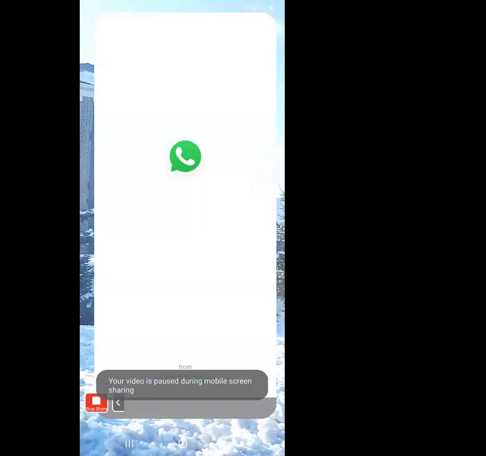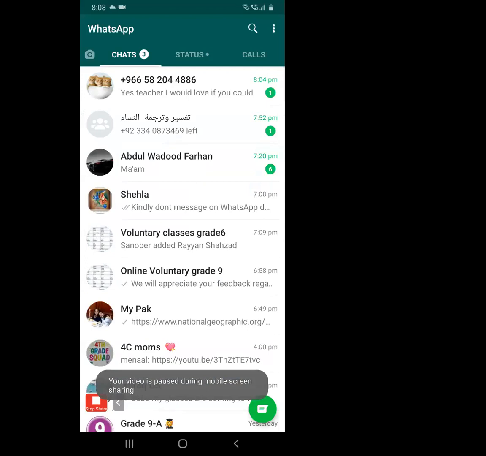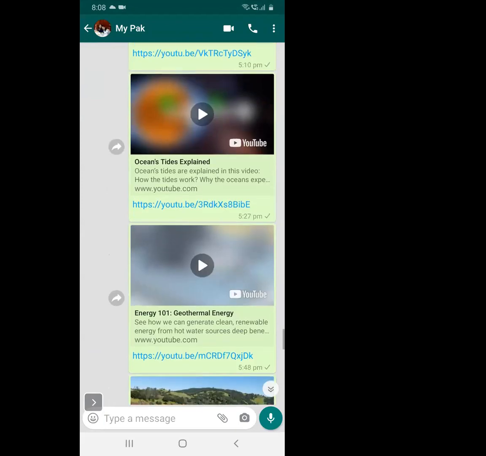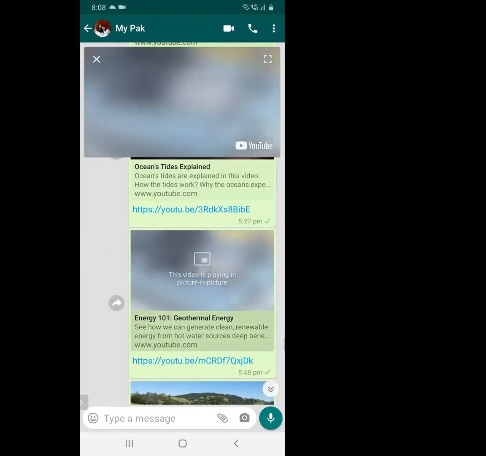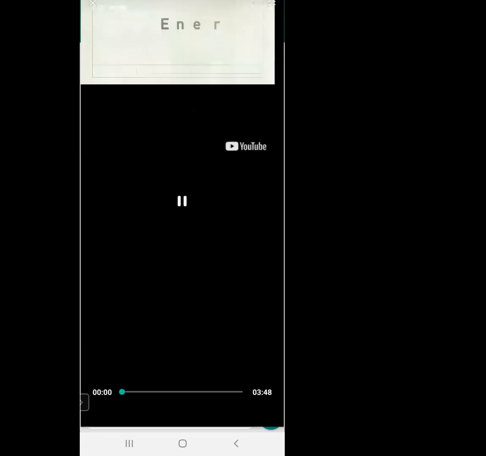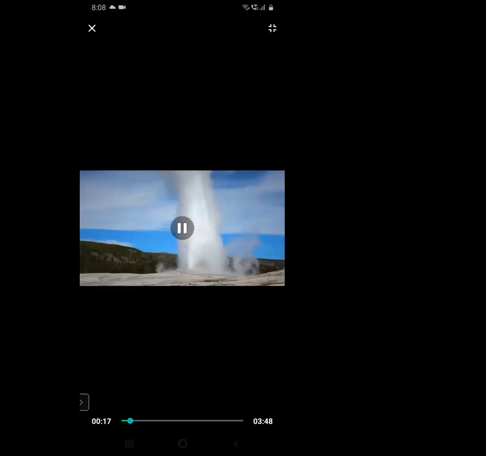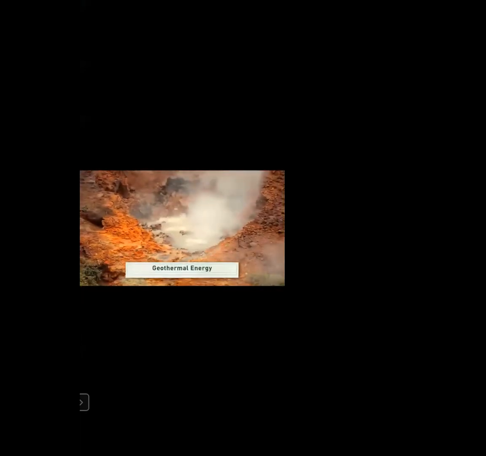Now, let me show you real quick because we are running out of time. A geothermal energy. I'll show you. This is another video I'm sharing with you. So can you see this is geyser? This is a lot of steam coming out, a lot of steam gushing out of the ground. All these are geysers.